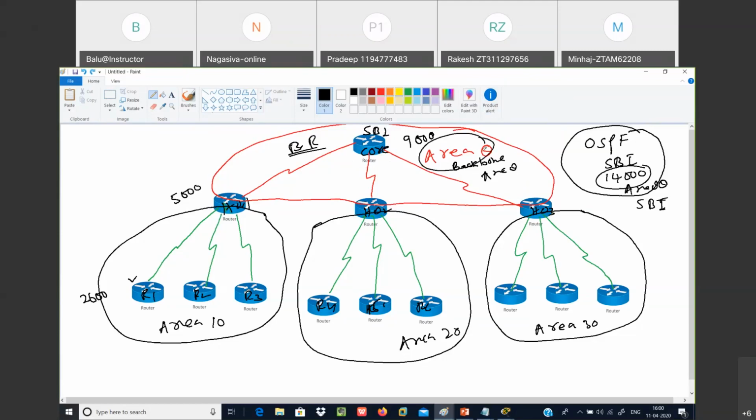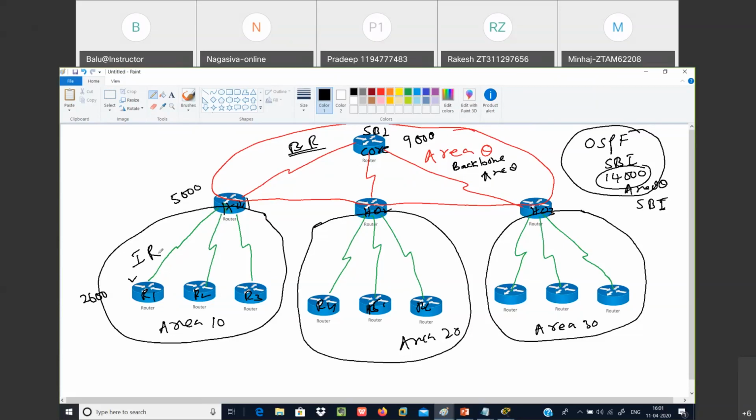Area 0 should have 40 to 50. The router which belongs to the backbone area, that router we call BR, backbone router. Now the router which belongs to a regular area, I mean area 10, area 20, area 30, these routers we call IR, internal routers. Area 10 routers, area 20 routers, all routers in regular areas are internal routers, right?